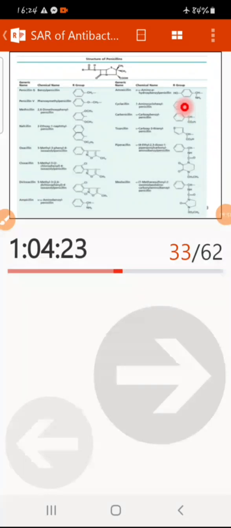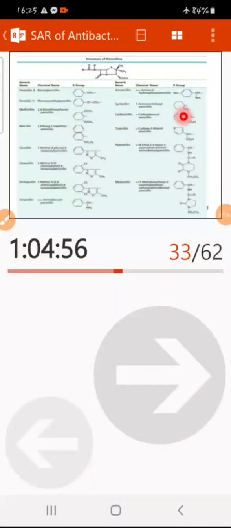Cyclacillin, here this is the alpha carbon, the ring carbon. The alpha carbon is part of the ring, therefore it is beta lactamase stable, resistant, because the alpha carbon is part of the ring. On the alpha carbon there is an amino group, hydrophilic group, electron withdrawing group. Therefore it is beta lactamase stable, resistant, acid resistant, orally active compound, and it is broad spectrum.